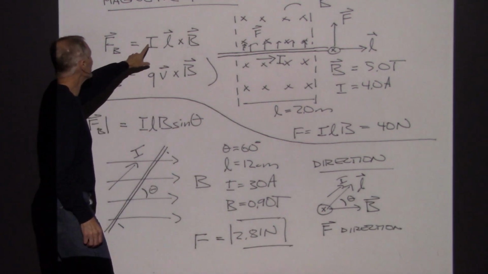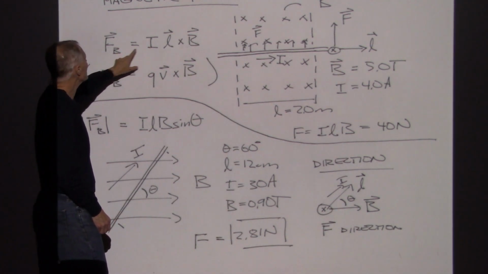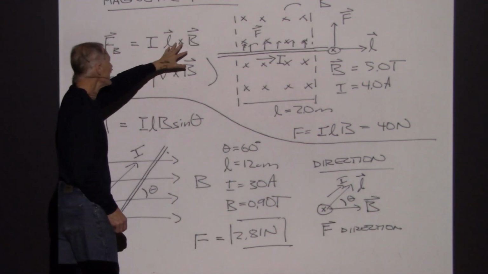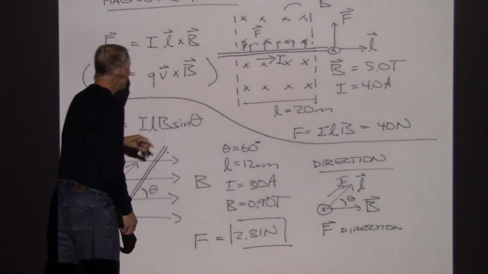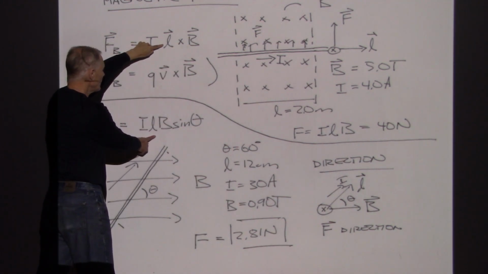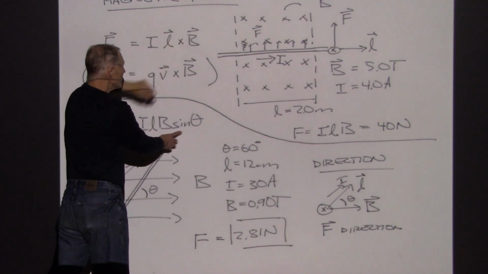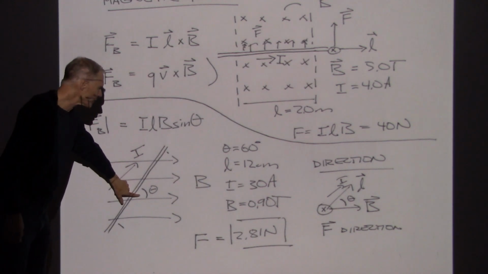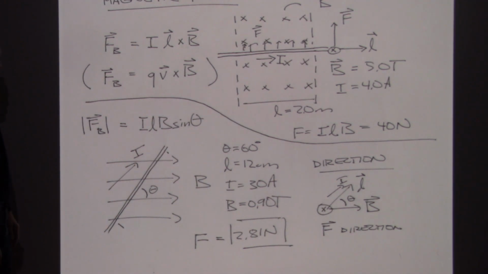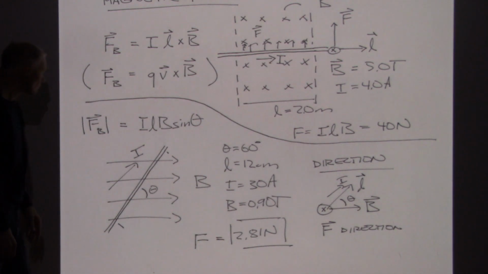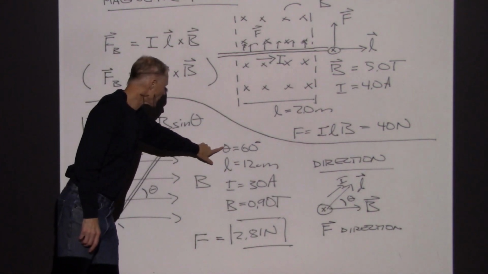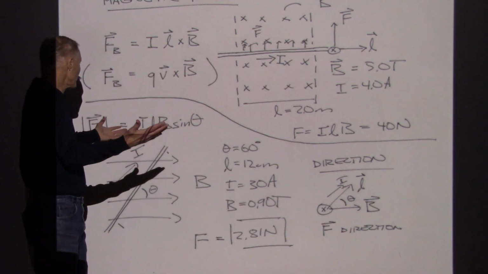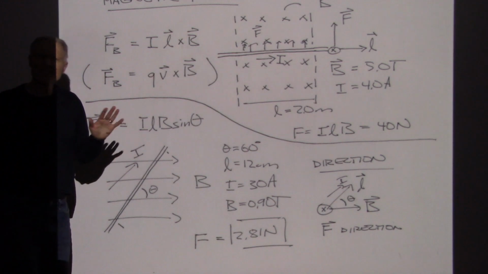And so I have a current running through a magnetic field, and the force will be the current times L cross B. So there's that cross product. Now when we take the cross product, what we get is the magnitude of L times the magnitude of B times the sine of the angle between the two. So in our example, the theta value was 60 degrees. The L was 12 centimeters. I, B, plug all the numbers in, right? So everything's in standard units.